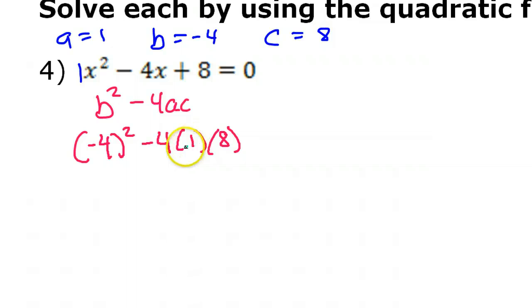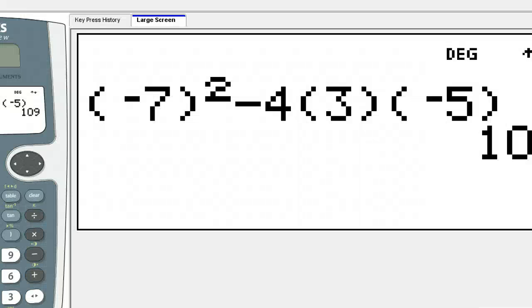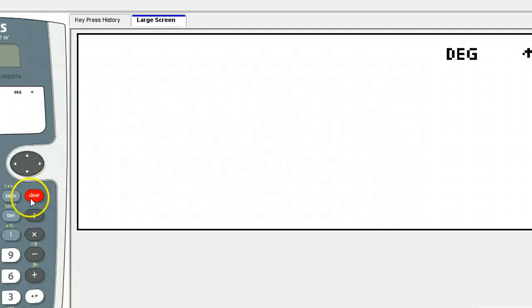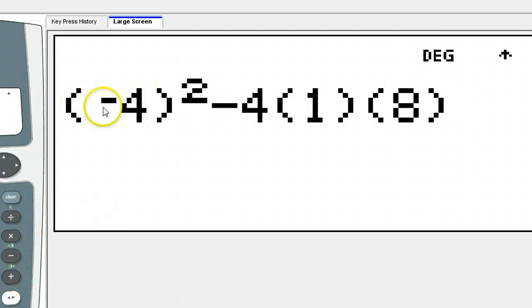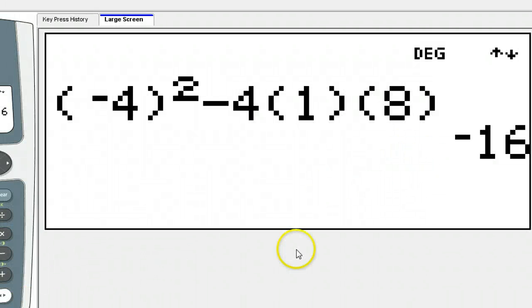And we don't really need the 1, but I'm just not leaving it out so you can see exactly where everything is coming from. And you should be able to do this without a calculator, but just in case you're one of the people that do need a calculator, here you go. Okay, notice the parentheses around the negative 4 squared. That's mandatory. If you don't use the parentheses, you will get the wrong answer. Okay, so you should be getting negative 16.